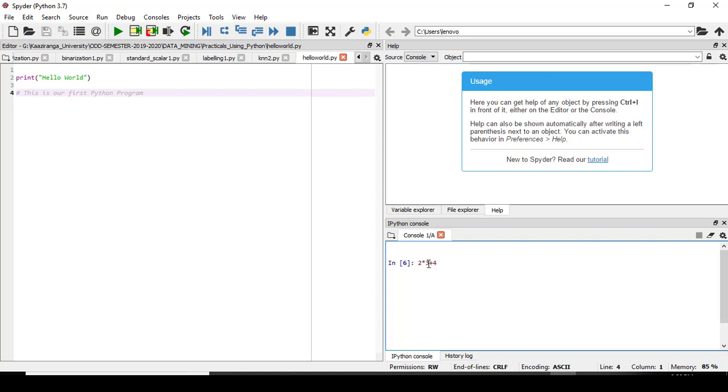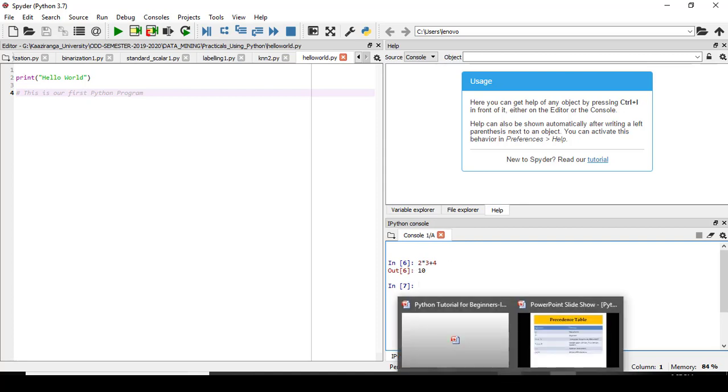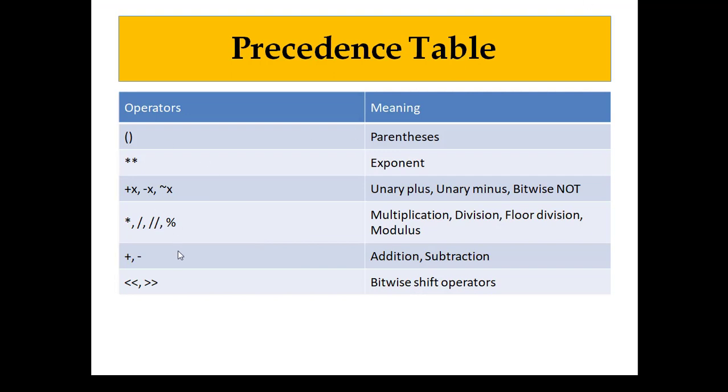If you consider the first case, your result will be something different, isn't it? 2 cross 3 plus 4: if 3 plus 4 is added, then 7 into 2, that is 14. But what happens when we consider this one? 2 cross 3, that is 6, plus 4, that is 10. So both are different. Clear? Now you see 10 is coming. How? Because you know from the precedence table that star has greater precedence than plus.